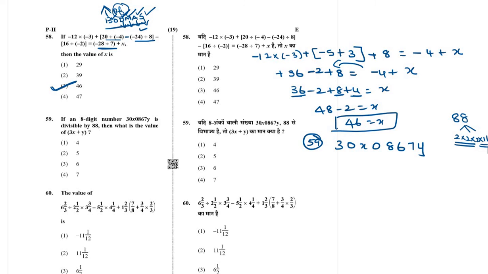What is the divisibility test of 2? The unit digit should be 0 or 2. Only two possibilities are there for y, 0 or 2. And then, divisible by 11 means, what is the divisibility test of 11? The sum of the odd place digits minus the sum of the even place digits should be 0 or 11, or a multiple of 11. At that time only it is divisible by 11.